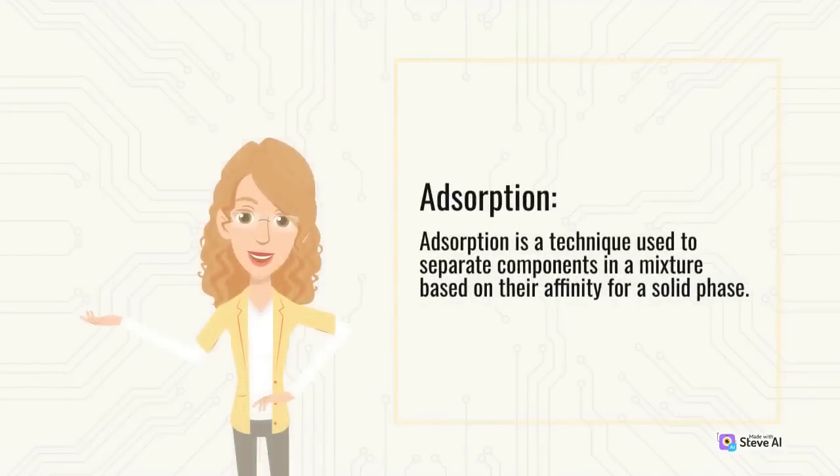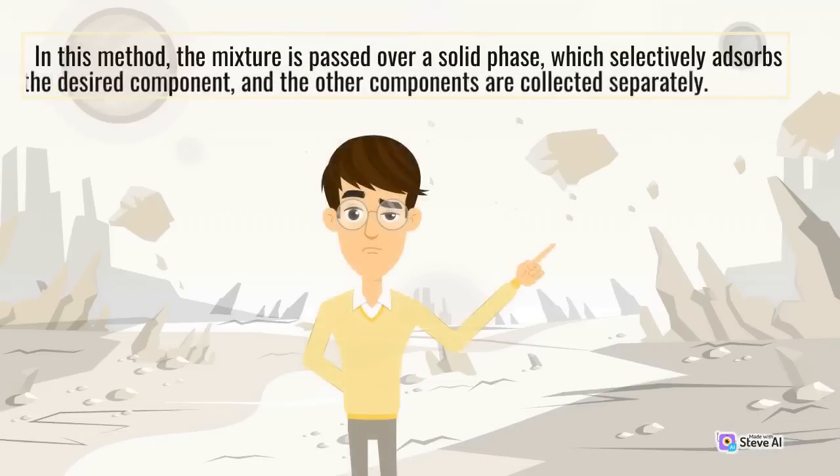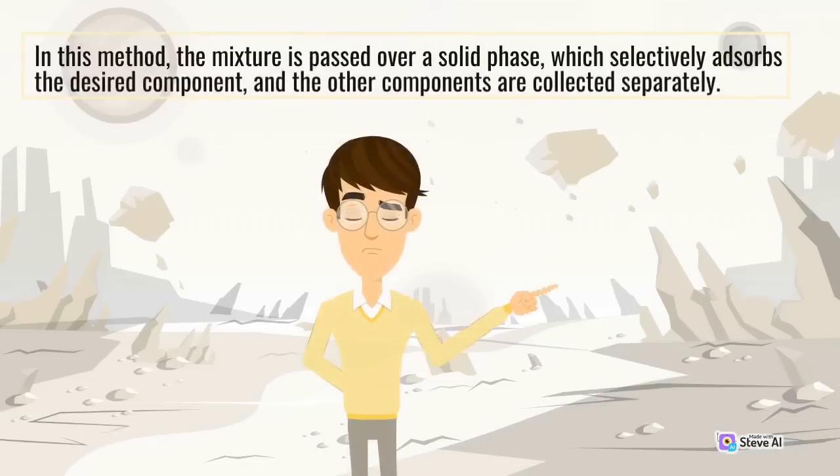Adsorption. Adsorption is a technique used to separate components in a mixture based on their affinity for a solid phase. In this method, the mixture is passed over a solid phase, which selectively adsorbs the desired component, and the other components are collected separately.